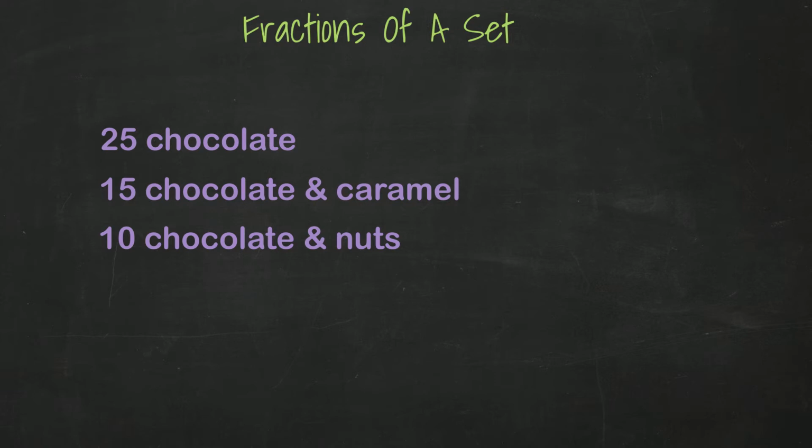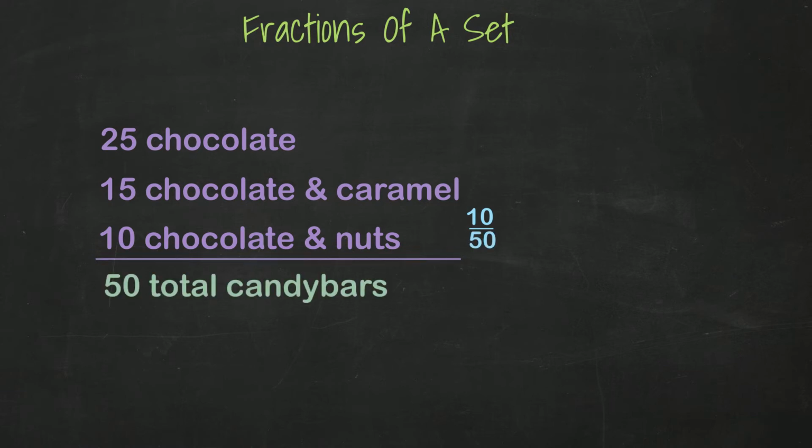So what we're looking for, we want to know the number of parts or pieces, candy bars, that had nuts, and that number is 10. Next, what is the total amount of candy bars sold? This is the set or group. 25 plus 15 plus 10 is 50. So 10 of the 50 candy bars had nuts. If we write that in fractional form, we get 10 over 50, which we know can be simplified down to 1/5.